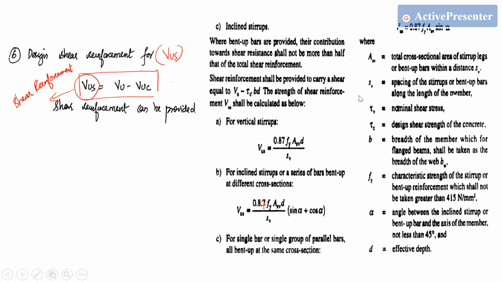The only new term for you is ASV, where ASV is the total area of the cross section depending on the type of stirrup being provided, and SV is the spacing of the stirrups or bender bars along the length of the member. That is, if I'm providing the shear reinforcement, there will be some spacing, and SV represents the spacing of the shear reinforcement.